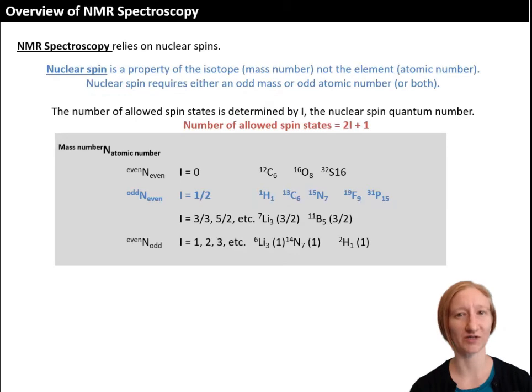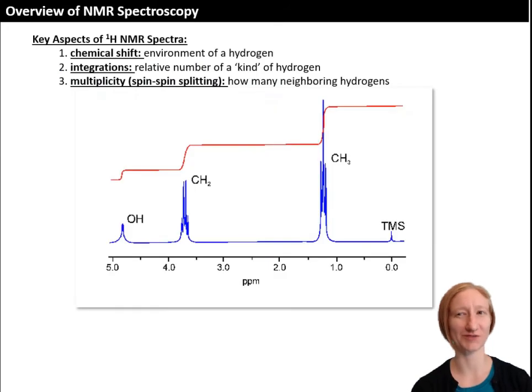And note that for carbon, carbon-12, our most abundant isotope of carbon, is NMR inactive. But carbon-13, which does have some natural abundance, is NMR active. So when we measure a carbon NMR spectrum, we're measuring a carbon-13 NMR spectrum. And this notation with the mass number included is how we denote different types of NMR spectroscopy. And the two that we'll focus on in this class are proton NMR spectroscopy and carbon-13 NMR spectroscopy. And we'll begin with proton NMR spectroscopy.